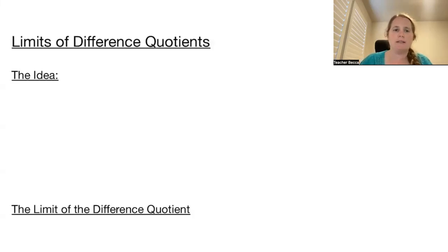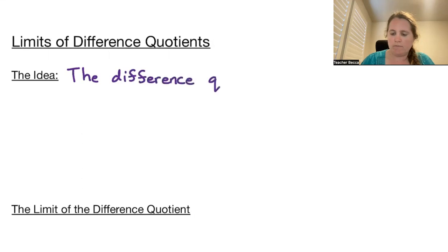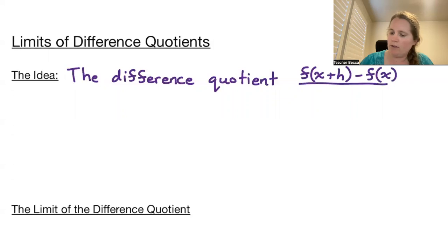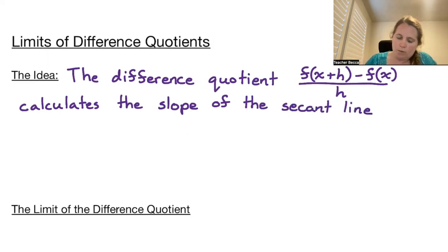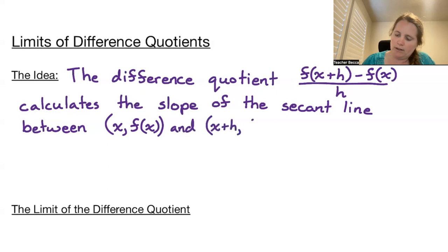Hello and welcome to limits of difference quotients. So the idea, the difference quotient, which is f of x plus h minus f of x all over h, measures the slope or calculates the slope of the secant line between the points x, f of x, and x plus h, f of x plus h.